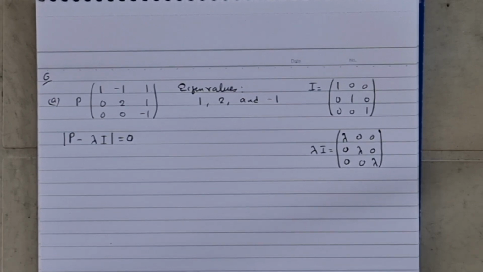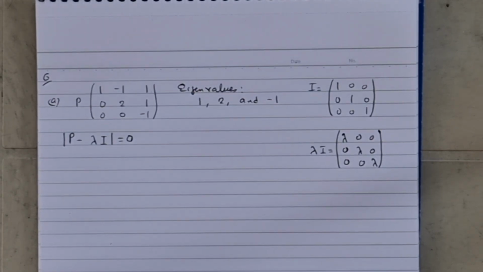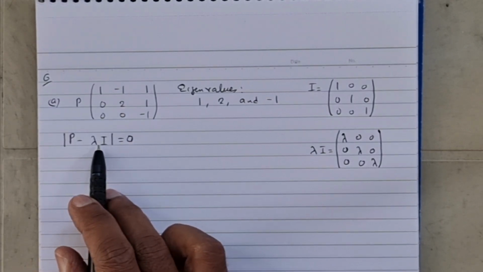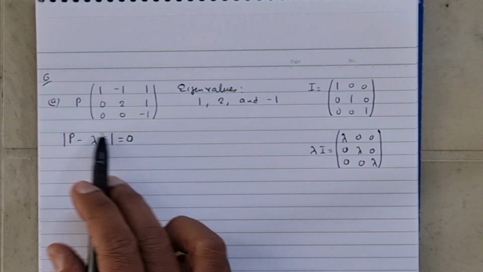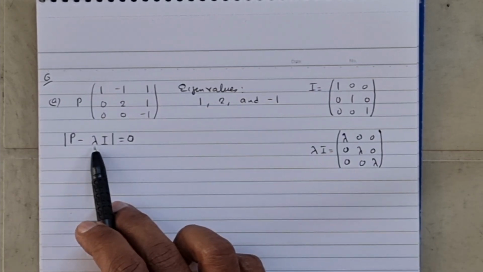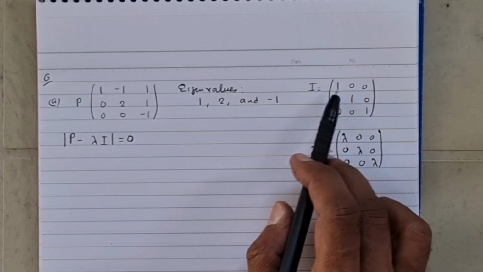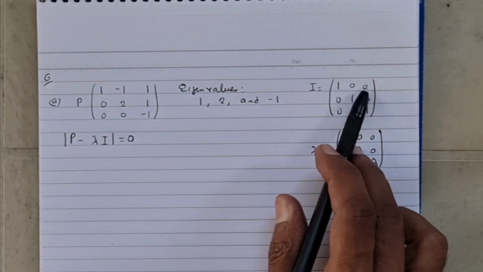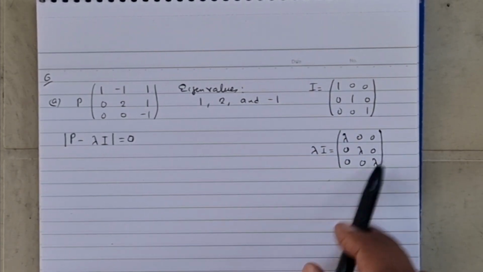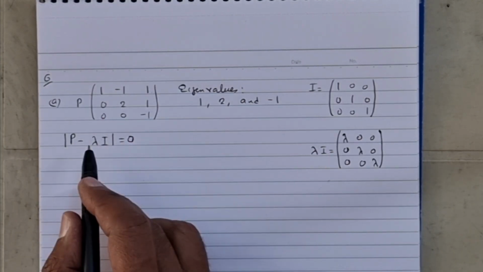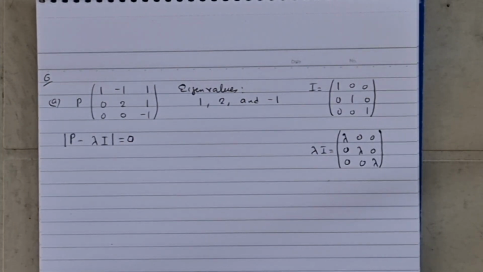Now, to find the characteristic equation of this matrix, we use this formula: the determinant of P minus lambda I is equal to 0. If we do lambda I, where I is 1, 0, 0, 0, 1, 0, 0, 0, 1, and multiply by lambda, we get all of that. So I'm going to take P, which is this matrix, minus lambda I.